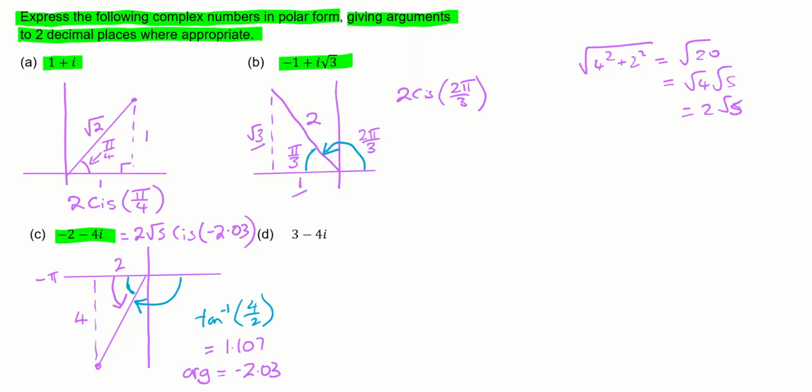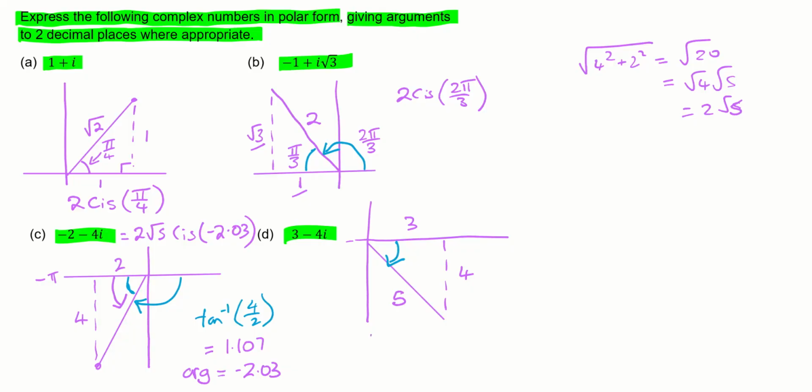Finally, we have 3 minus 4i. So that one would be in quadrant 4 down here. Try and draw that a little bit better. There we go. So this is 3, this is 4. Now 3, 4, 5 triangle, you should see that the modulus is 5. And then the argument will just be this angle here.